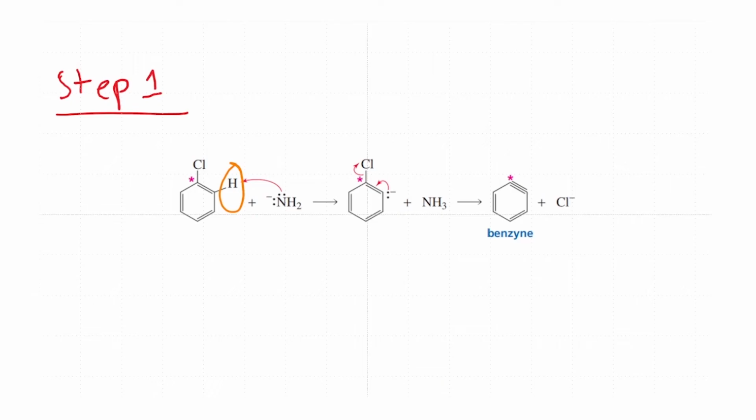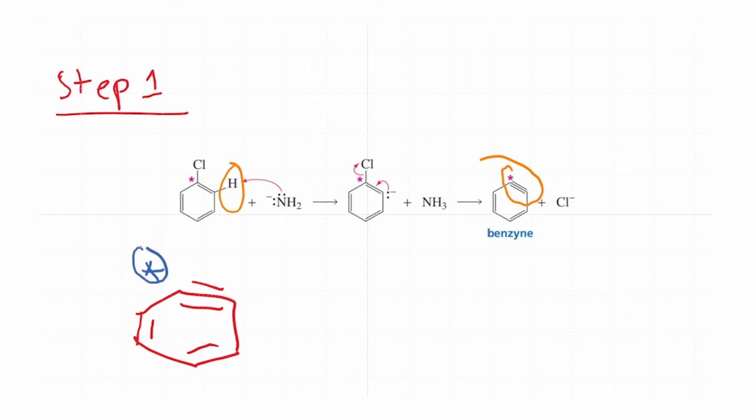Okay, now if you keep track of the label, it starts at this position where it's on the carbon right next to the chlorine, and then subsequently it ends up on the benzyne. Okay, so I'm just going to redraw this here. So what we are suggesting is that the label is actually on this carbon.